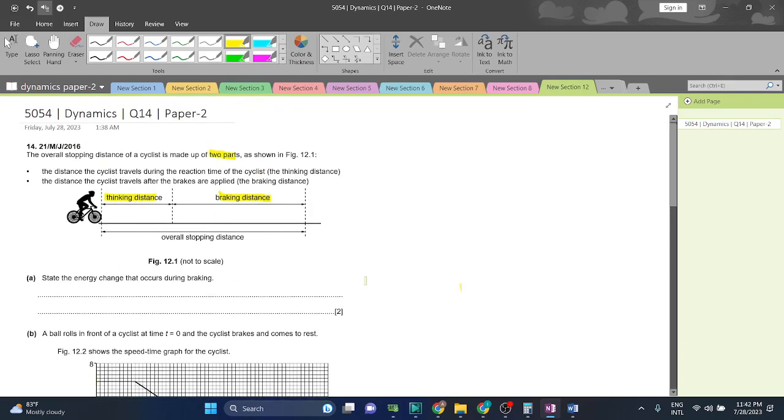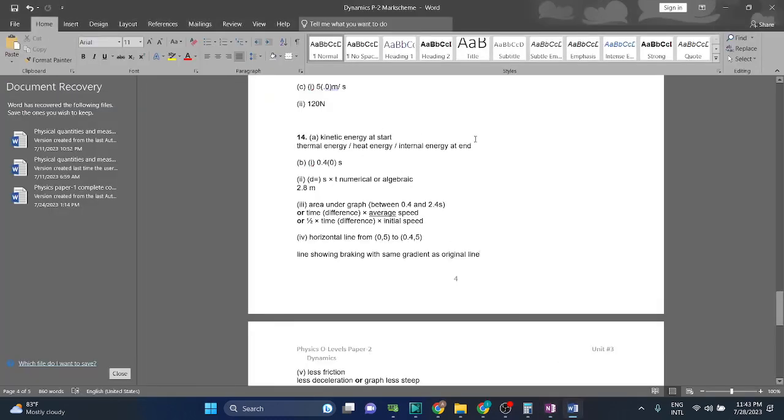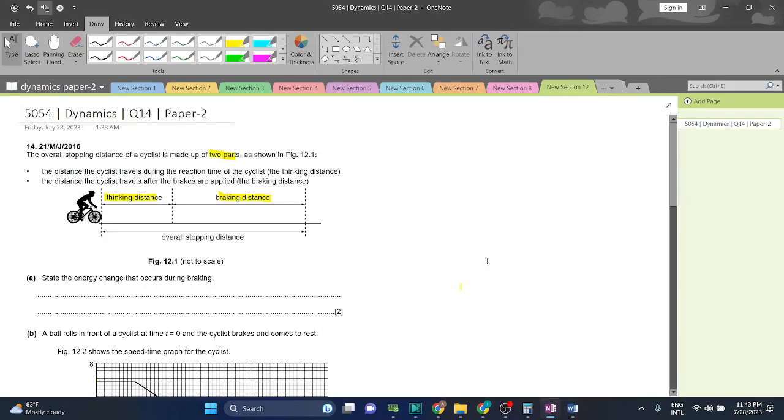Okay, during the braking, the energy change will be from kinetic energy. Initially there is kinetic energy in a moving object that has some speed and mass. So that would be kinetic energy and that will turn into frictional energy, frictional force, friction will come and the friction will introduce the heat. Friction will introduce heat, right? So those are the things. Heat, internal energy at the end. So that is the right answer. Let's move ahead.